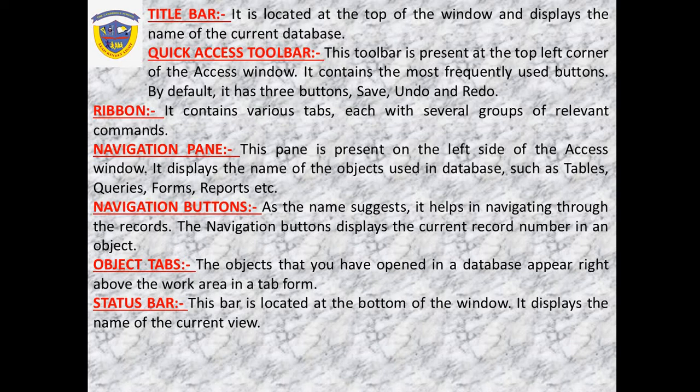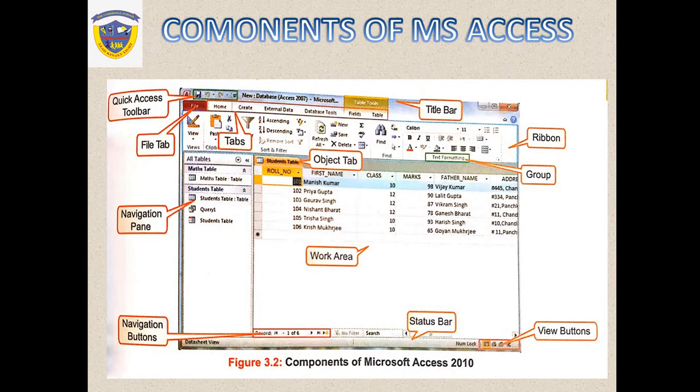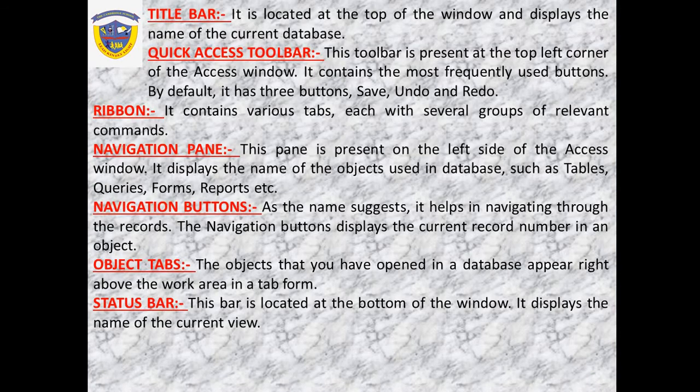Next is the status bar. You can check here the status bar downside. This bar is located at the bottom of the window. It displays the name of the current view. Okay. These are all the components of Microsoft Access.